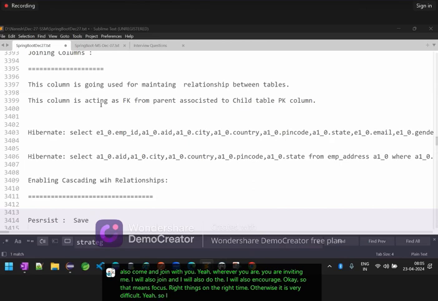Be aware of Git. So I told you, as a developer, it's mandatory.